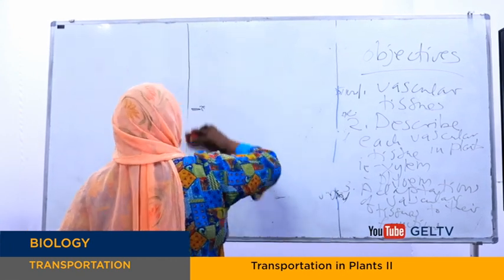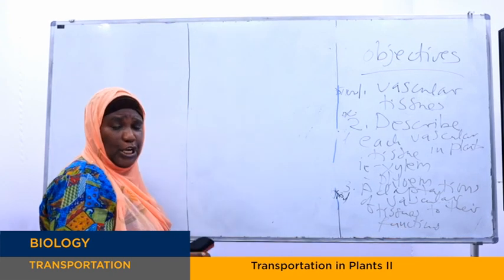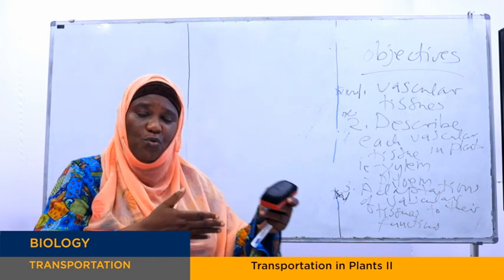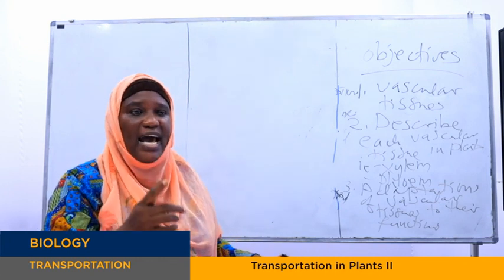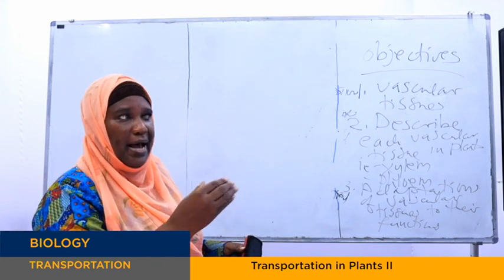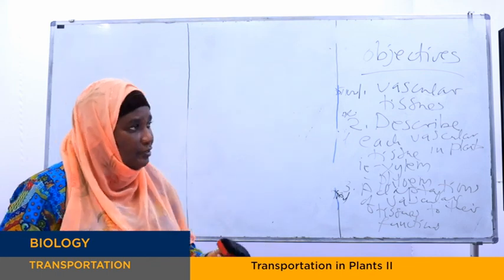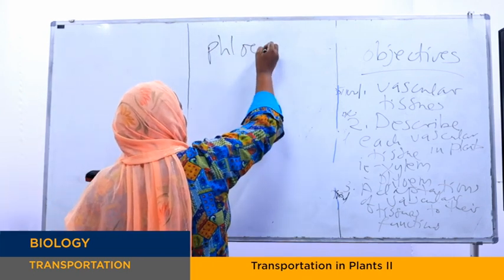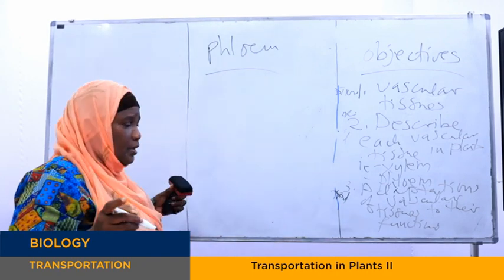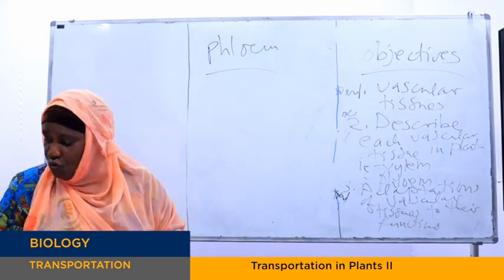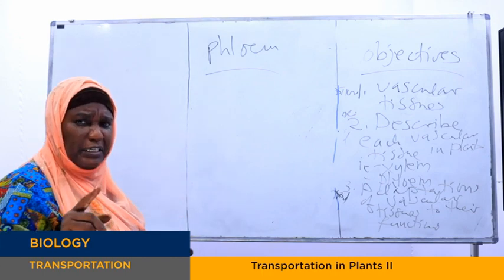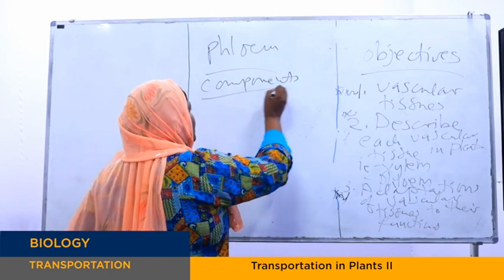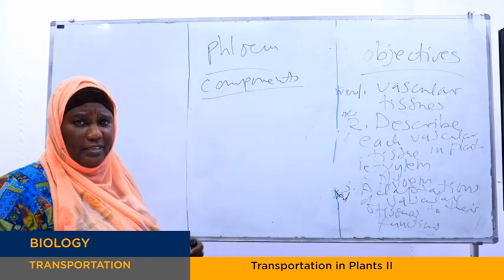At the beginning, I said that there are two types of vascular tissues in plants. That is xylem and phloem. Therefore, we are through with the xylem. Let us now go to another part of the vascular system, that is phloem. For the case of phloem, we are also required to identify the components of phloem. You cannot make a description without knowing its components.